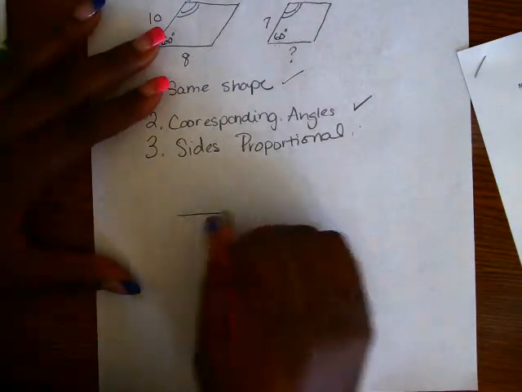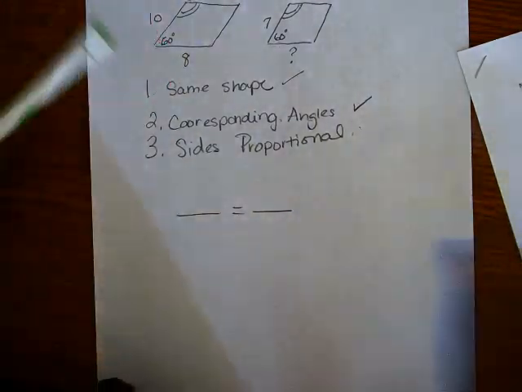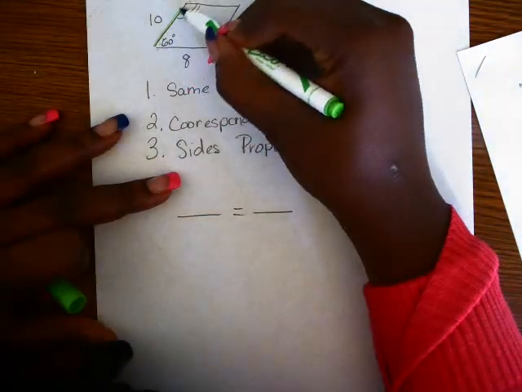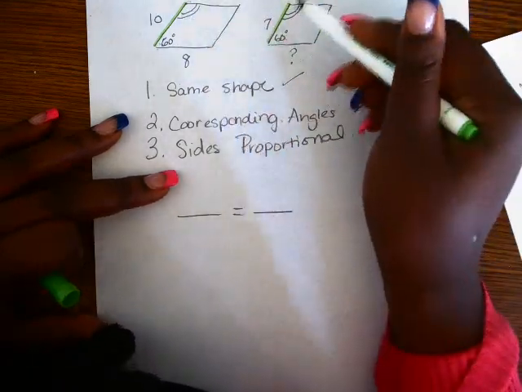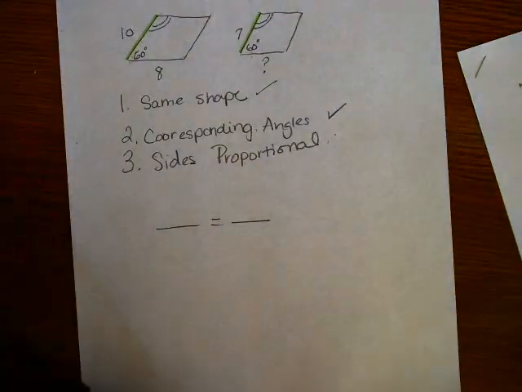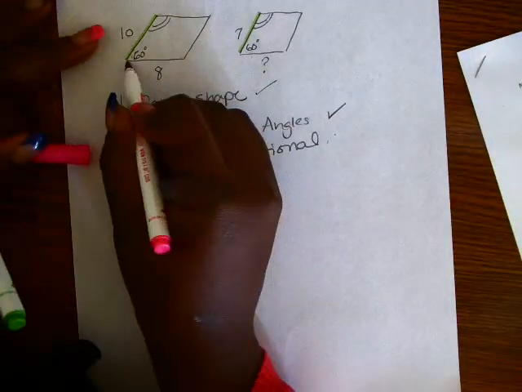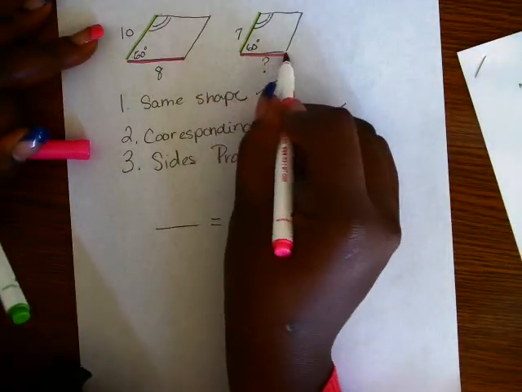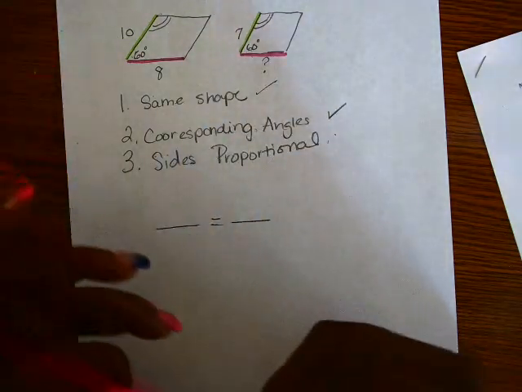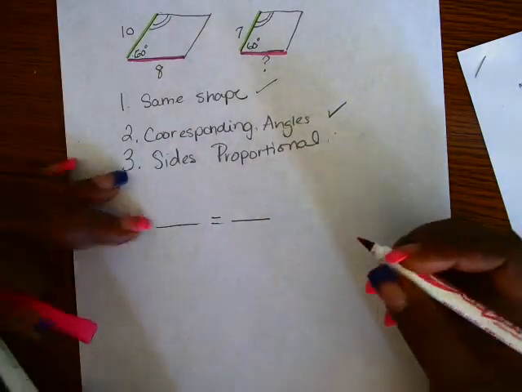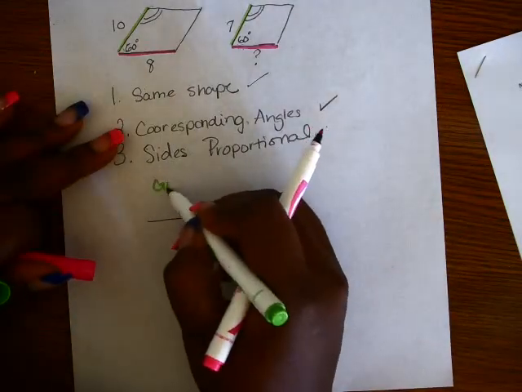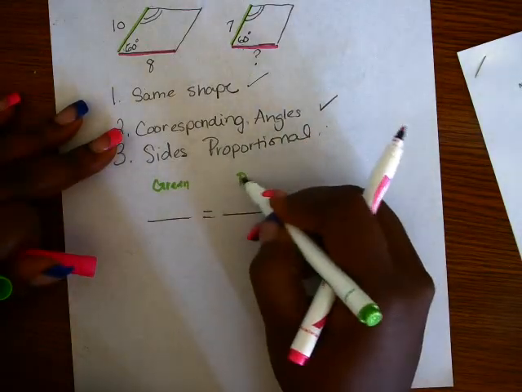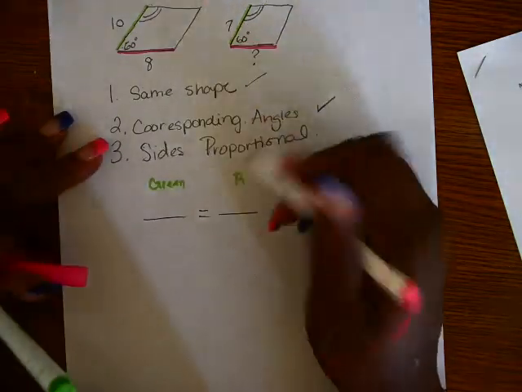This is the rule that we're going to check, and what I can do is set them up in a proportion. So I'm going to highlight sides that are proportional. This side is the same as this side, the 10 and the 7. And then I have the 8. That is the same as the question mark, so I'm missing a side. Now I'm going to set it up just like that. I'm going to do my green here, and I'm going to do my pink here.